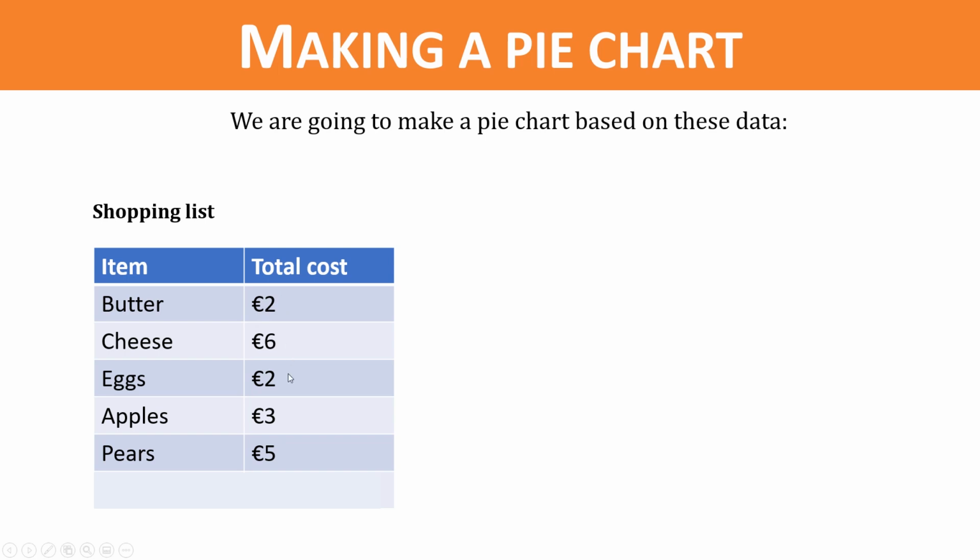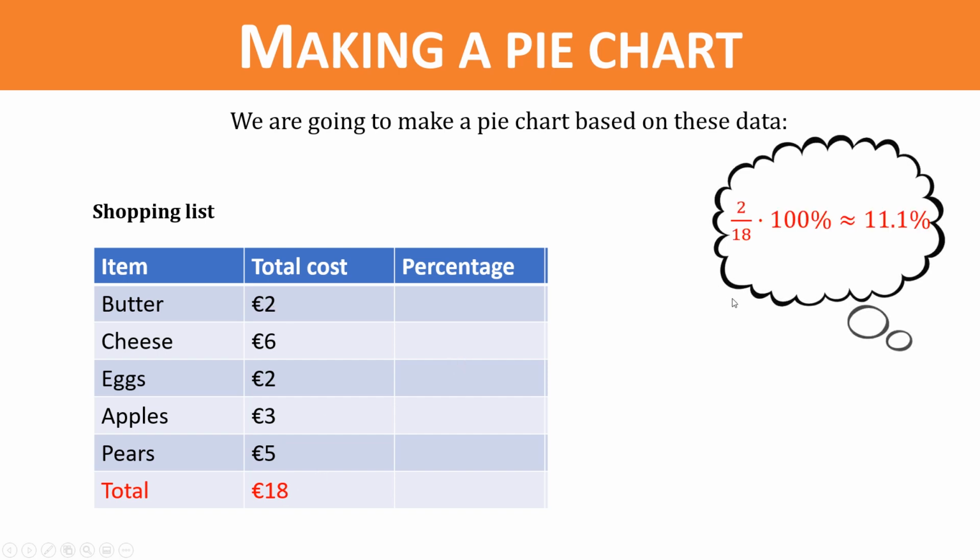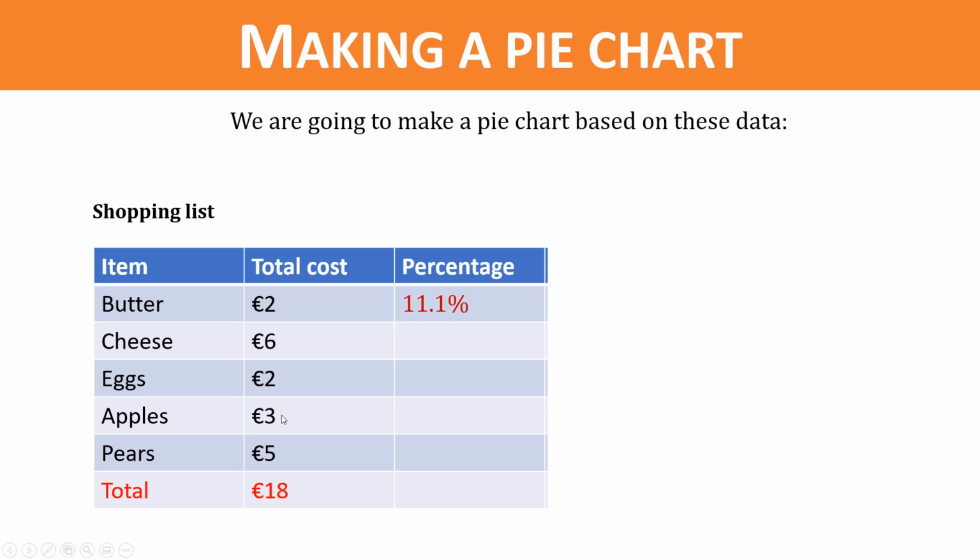So 2 plus 6 is 8, 10, 13, 18 euros. We can think of each value in this list, each of these costs, as a fraction of the total value. We could use this to find out how many percent of my expenses butter made up. Butter was 2 euros out of 18. So it is 2 over 18, that's 1 over 9, which is 0.111 repeating, and as a percentage that is 11.1%. Likewise, cheese represents a value of 6 euros out of 18 euros. So 6 over 18, which simplifies to 1 over 3, so that's about 33.3%.